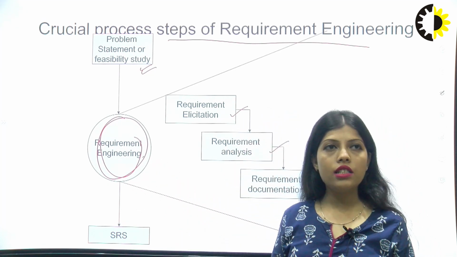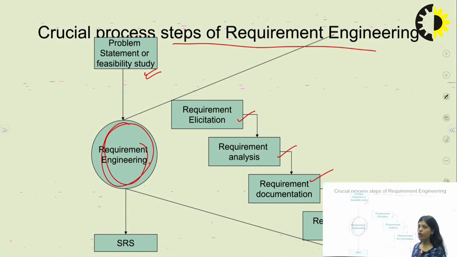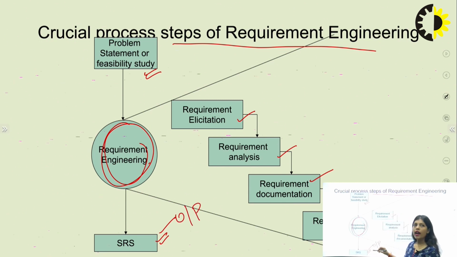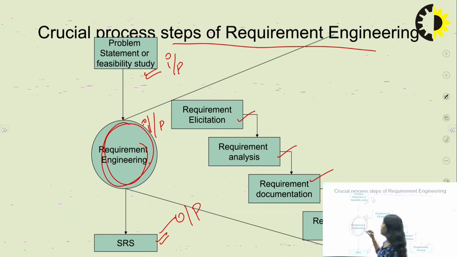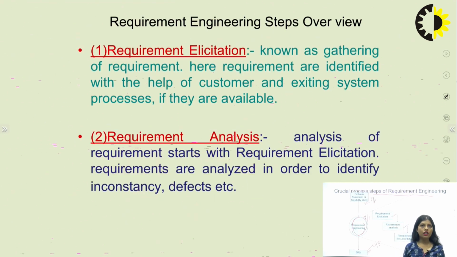At last, after we perform requirement engineering on any software project, we develop our SRS. So SRS is basically the output, and the problem statement or feasibility study is the input. So this is the process, or these are the steps, which we can take in requirement engineering.